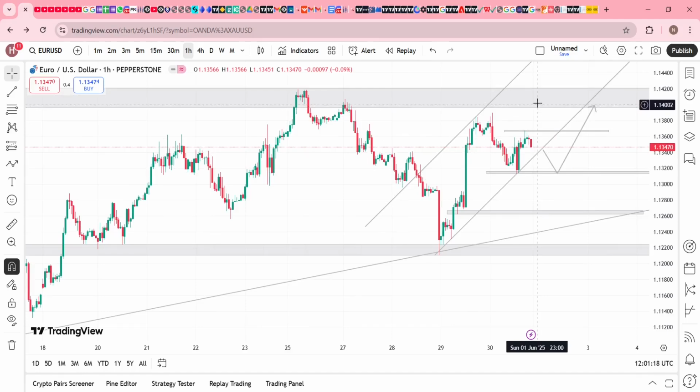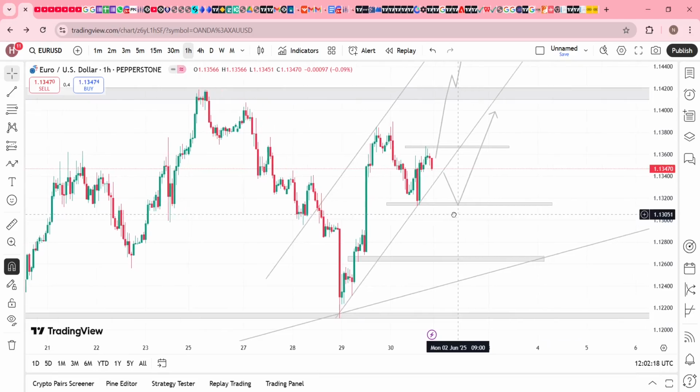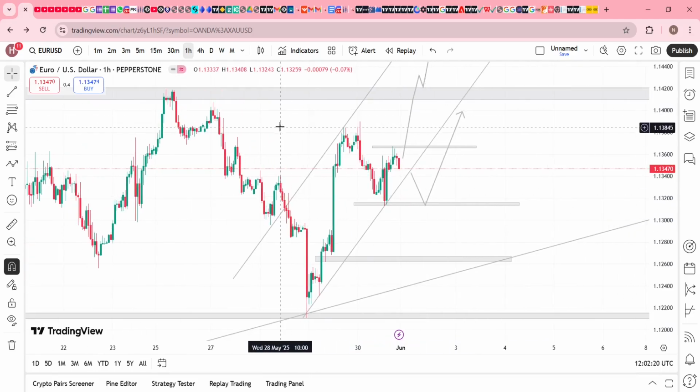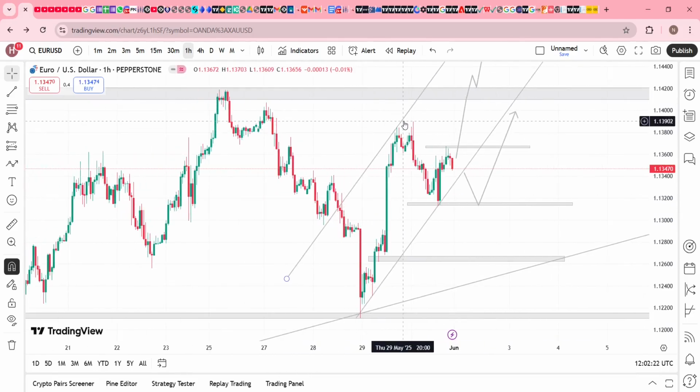So if price happens to reach here, we might see either buys or sells. If we push right up here, from here we can decide to either take buys or sells upon seeing a break and a retest at this level. Okay, so this is what I'm seeing at this level.